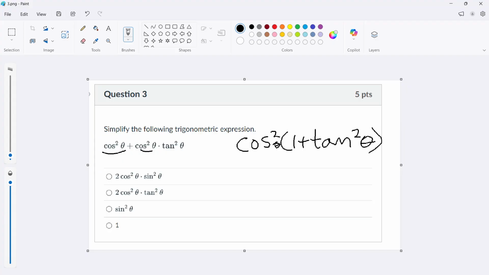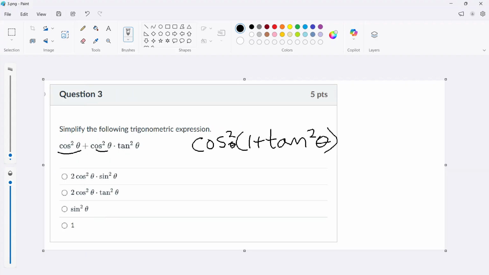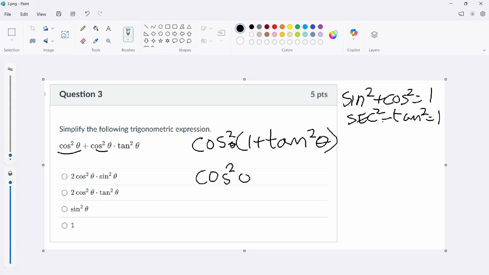Okay, you should know your Pythagorean identity. Sine squared plus cosine squared equals 1. Secant squared minus tangent squared equals 1. So 1 plus tangent squared, if I add tangent squared to both sides, that's secant squared. So this is cosine squared theta times secant squared theta.